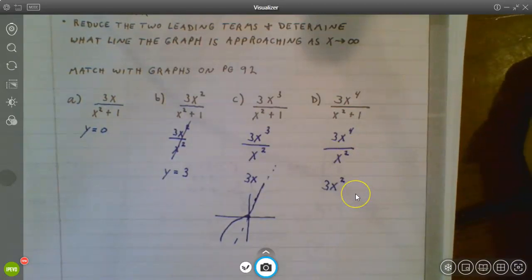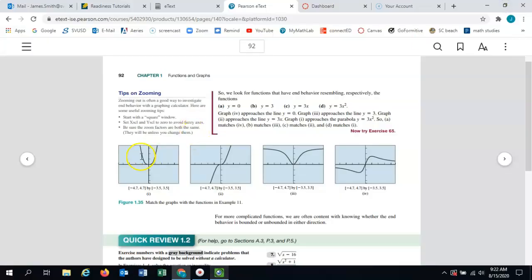So if you go back to our examples and look at this one right here, as I go to the right, what is my function doing? It's simply going up and up and up and up. It's approaching infinity. It's not approaching a specific value. Because of that, we know this last example would match up with this graph right here.